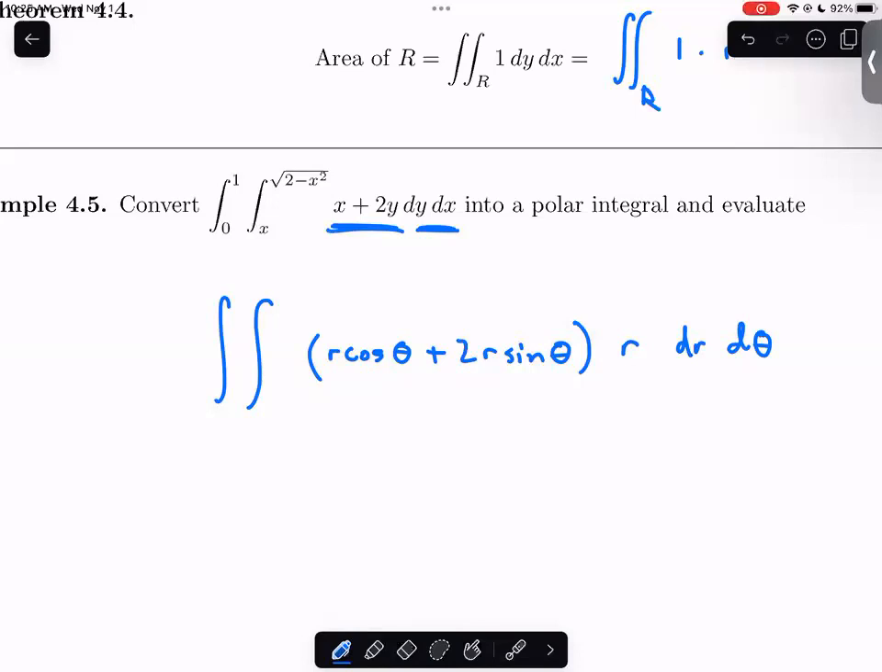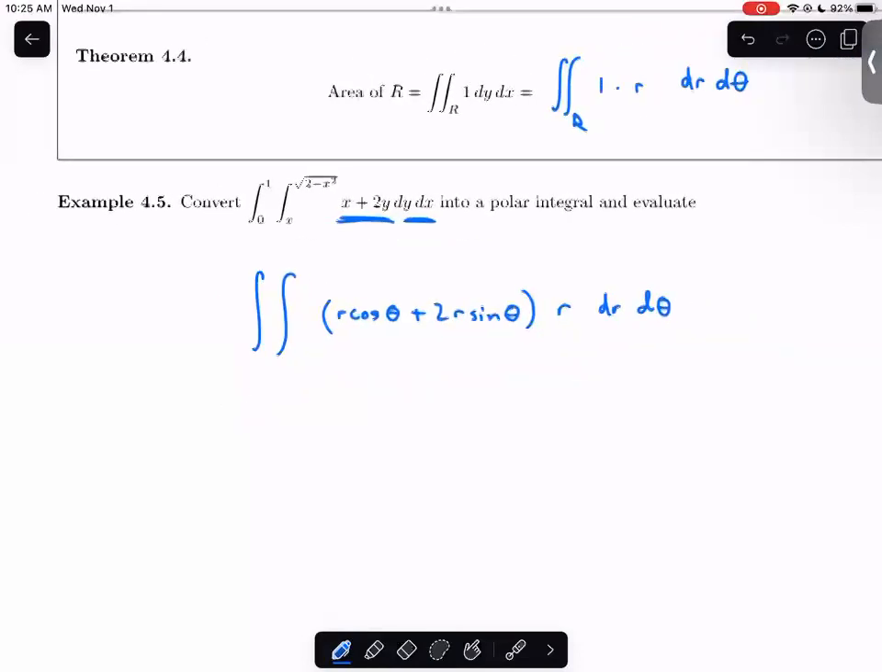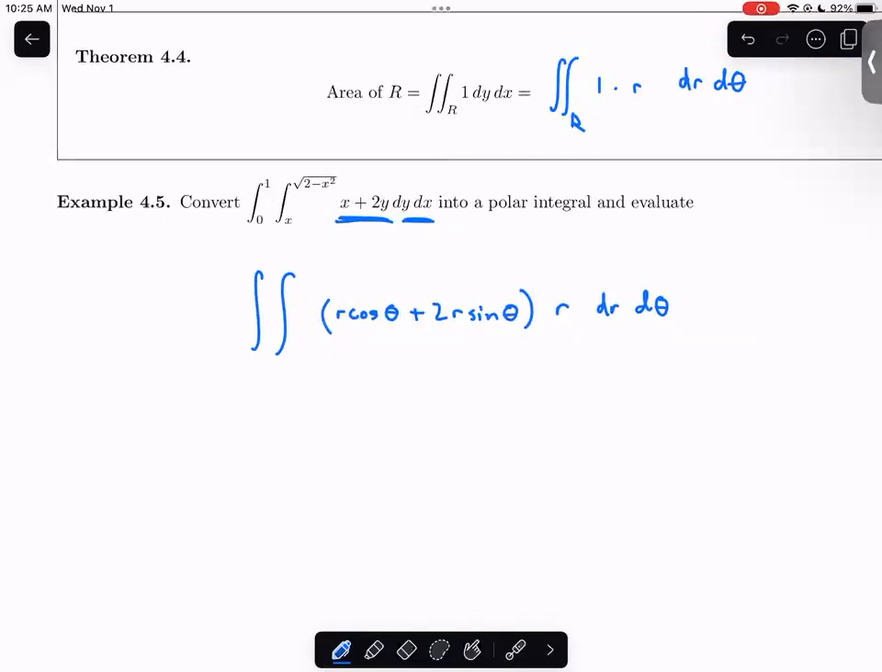Next, we need to think about our bounds, right? And we need to rewrite our bounds instead of in terms of x's and y's and whatnot. We need to write them in terms of r's and thetas. So similarly to 15.3, the only surefire way that I know to do this is to sketch a picture. And so we're going to go ahead and sketch a picture of our bounds.